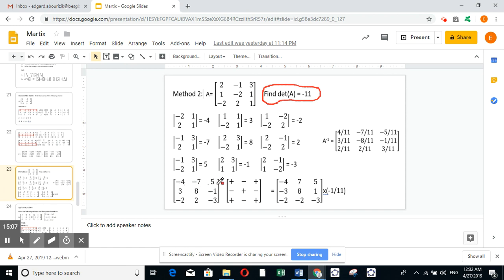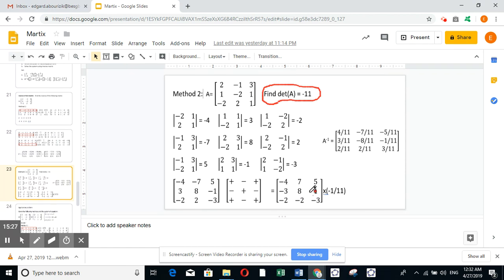So we multiply. Minus 4 times the plus is minus 4, minus 7 times minus is plus 7, 5 times the plus is 5, here minus 3, here minus 1 times minus 1 is 1, minus 2 times plus is minus 2, 2 times minus 1 is minus 2, minus 3 times the plus, minus 3.